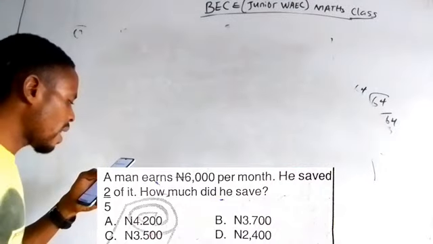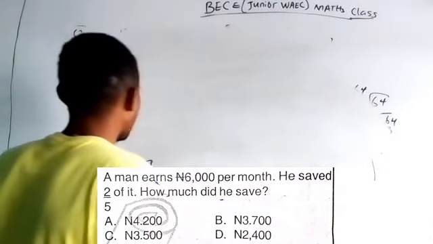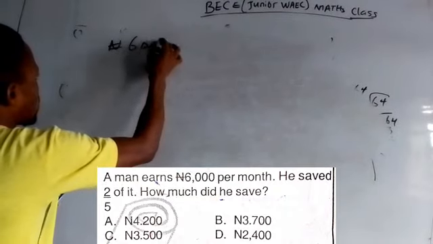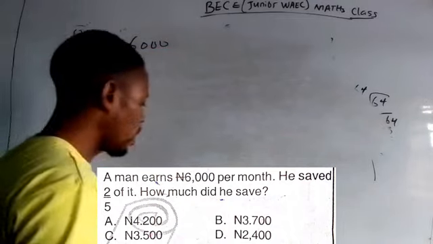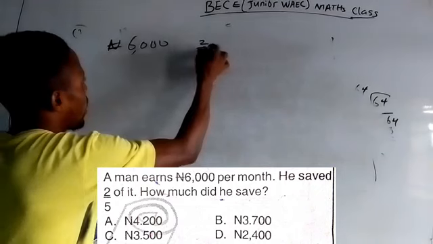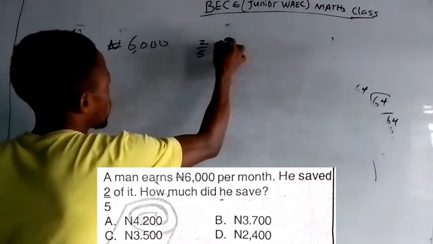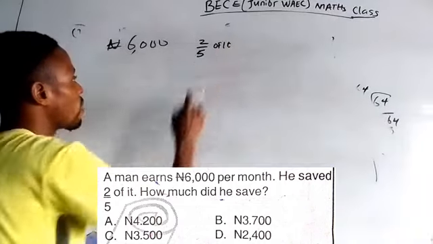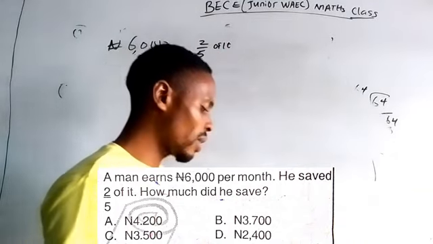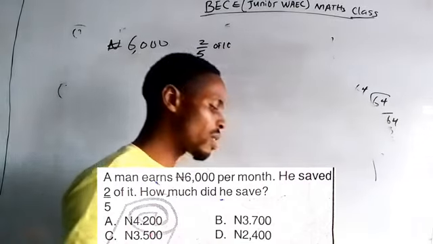So the question says that a man earns 6,000 naira per month, and he saved 2 over 5 of it. He could save 2 over 5 of the 6,000 he earned per month. So the question is, how much did he save?